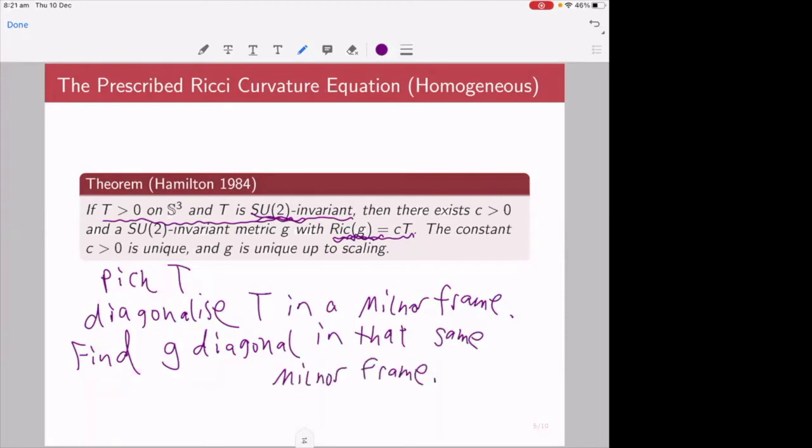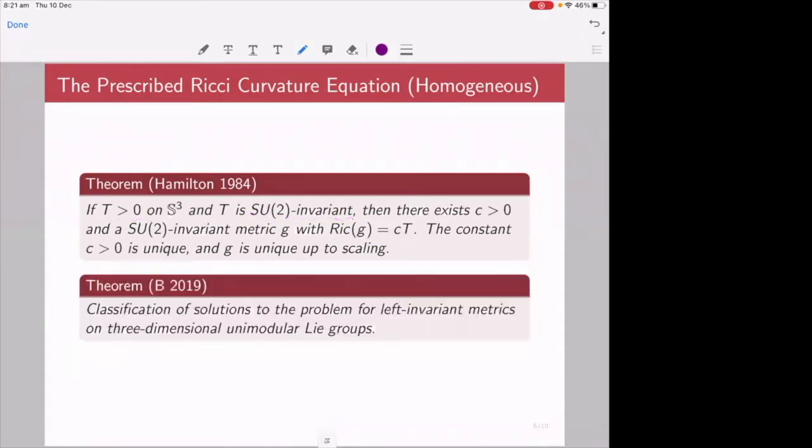So there is a subtlety here that I don't think even Hamilton dealt with, and that's the issue of what happens if T is diagonal in more than one Milnor frame. You pick a new Milnor frame. Does the G you find in that new Milnor frame, is that going to be the same as the metric G that you just found? It turns out that in this case, the answer is yes. The answer you get is independent of the Milnor frame that you choose, but that requires a bit of additional work. This additional work is something that I did a while ago now.